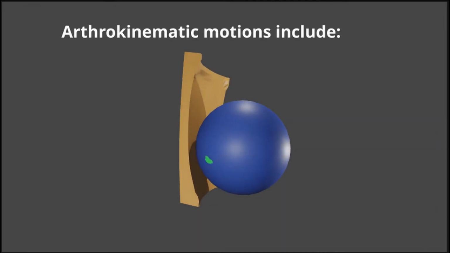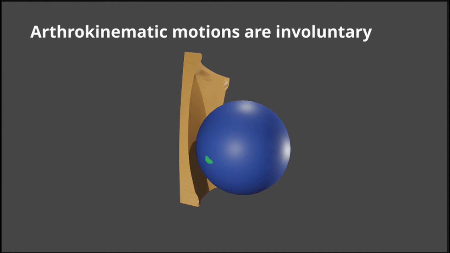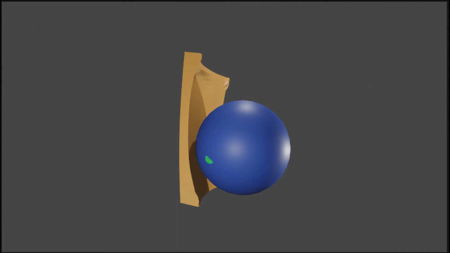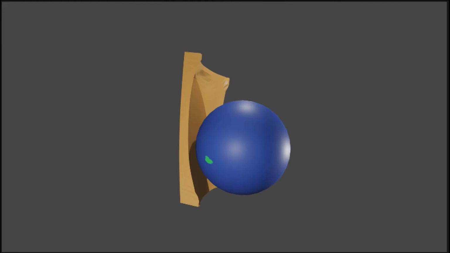There are 5 different types of arthrokinematic motions that can occur at a joint surface. We can have gliding or sliding, rolling, spinning, compression between the joint surfaces, or traction between the joint surfaces. It's important to note that arthrokinematic motions are involuntary, whereas our osteokinematic motions are done by choice. If normal arthrokinematic motion is impaired, the overall ability to move at a joint can be affected.